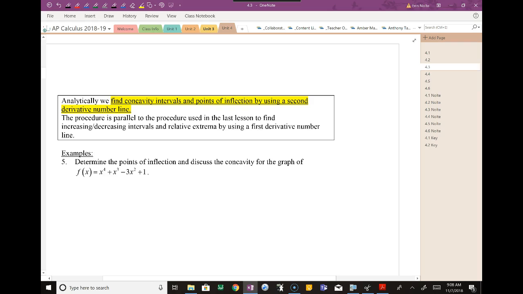So all we're going to do is take our function and find its second derivative. Then we're going to set it equal to 0 to find our critical values, and then do a number line test and see if we have any positive to negative or negative to positive. Okay. All right, here we go. So first derivative. What is my first derivative of question number 5?